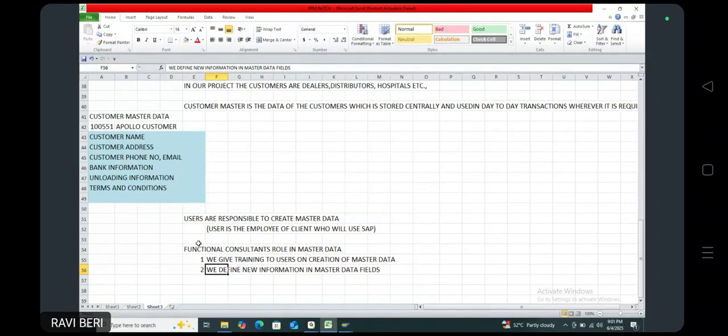Example, there is one field, credit period. Client is asking multiple credit periods, so we have to go to backend and define credit periods like that. So we define new information in master data fields.